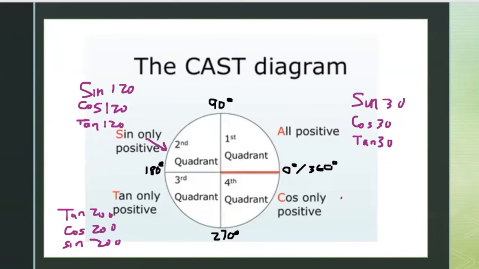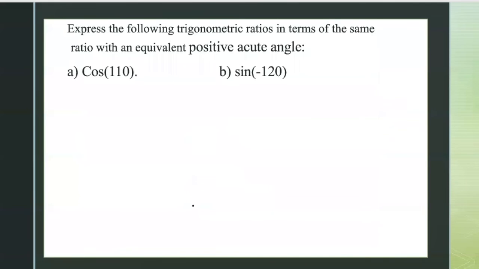Now the final one is the fourth quadrant. Only cos is positive. So cos 300, I will get a positive value, while sine 300, I will get a negative value, and tan 300, I will get a negative value. Now let's look at an activity. Express the following trigonometry ratio in terms of the same ratio where we get the equivalent positive acute angle.